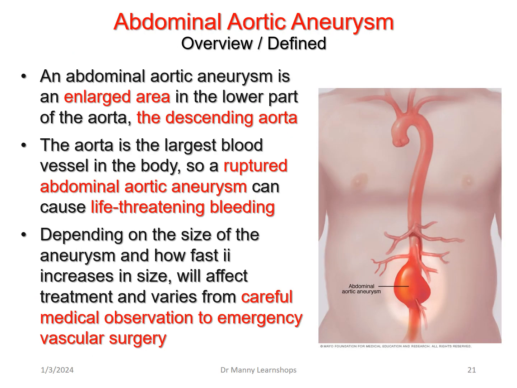Another condition that can cause abdominal pain is an abdominal aortic aneurysm. And this is essentially, as you can see in the diagram, an enlarged area in the lower part of the descending aorta. And remember that the aorta is the largest blood vessel in the body, so if it ruptures, this can be a life-threatening situation. It will be a life-threatening situation.